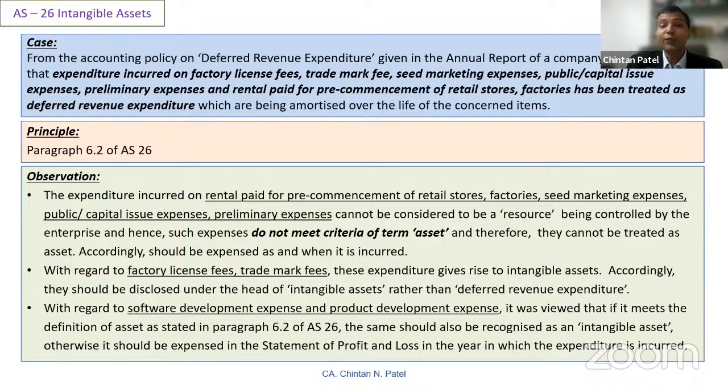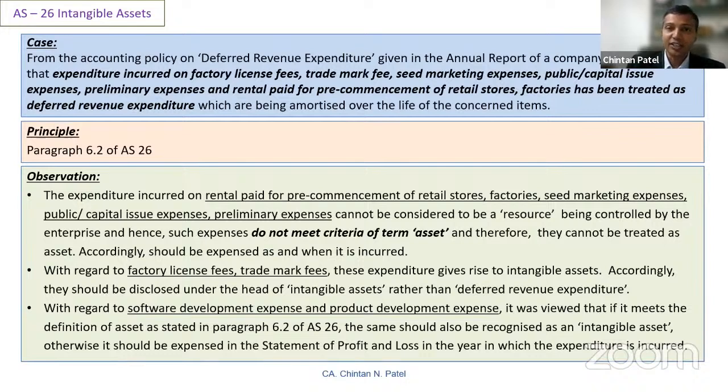It says identifiable non-monetary asset without physical substance. So first it should fulfill the definition of an asset, then only is it an intangible asset. So certain expenditure, like the rental paid for pre-commencement of retail stores and factories, seed marketing expenses, public capital issue expenses, preliminary expenditure, are not to be capitalized. These cannot be capitalized because they do not qualify as intangible assets. There is no concept of deferred revenue expenditure. AS 26 is to be applied, and the definition provided in AS 26 is very clear. And this expenditure does not qualify to be an intangible asset.